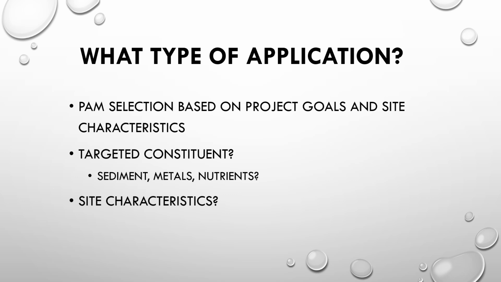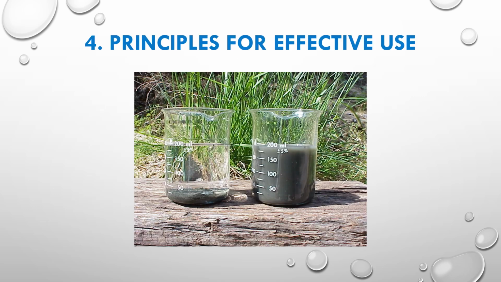Another important thing is to share your project goals and be aware of what type of application we're going to be doing. We like to select the polymer that we're using based on the project goals, especially when we talk later about metals and nutrients. We want to make sure we're following specific steps and knowing what we're targeting in the planning process so we can use the right polymers and take the right steps to prepare for success.